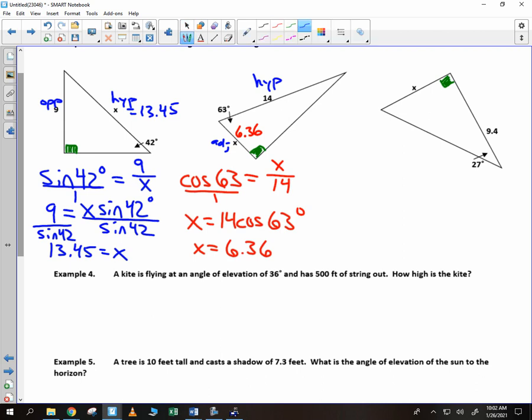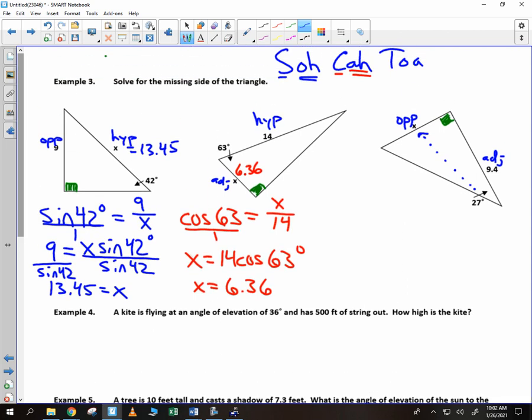All right. This last one. Is x the opposite, adjacent, or hypotenuse? It is across from the 27-degree angle, so it is the opposite. This is the hypotenuse. This is the adjacent. So if I am working with the opposite and the adjacent, which trig function do I use? I use tangent. Opposite and adjacent, I use tangent.